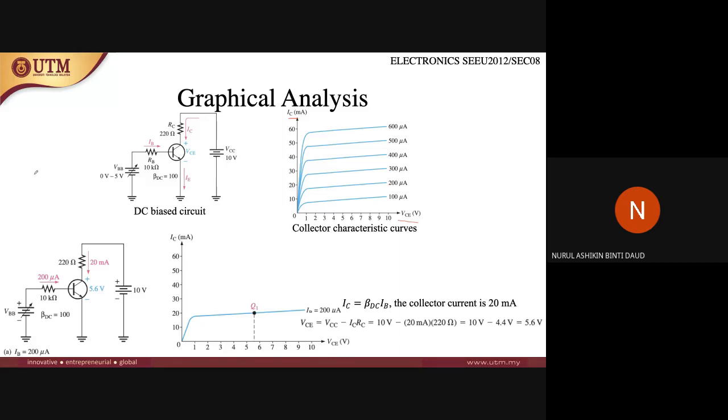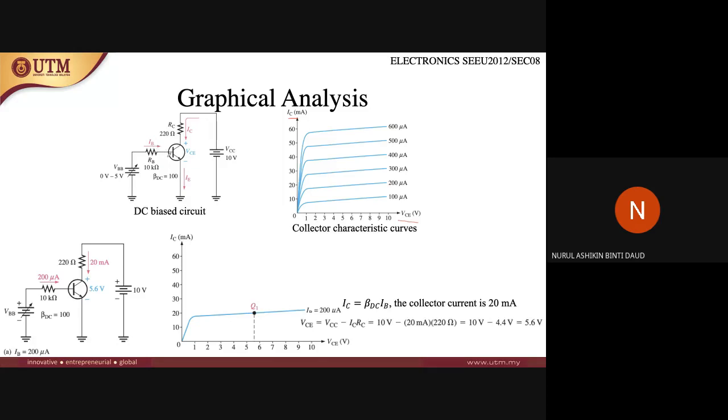So let's say at the IB here, we're going to use three values of IB to observe what will happen to this IC and to this VCE, with three different values of current at the base here. All right.